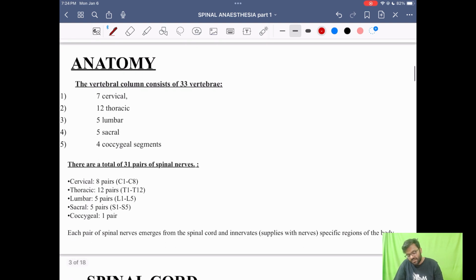So, the vertebral column consists of 33 vertebrae: 7 cervical, 12 thoracic, 5 lumbar, 5 sacral, and 4 coccygeal segments. Along with this, there are 31 pairs of spinal nerves. The cervical has 8 pairs of spinal nerves, thoracic has 12 pairs, lumbar has 5 pairs, sacral has 5 pairs, and coccygeal has 1 pair.